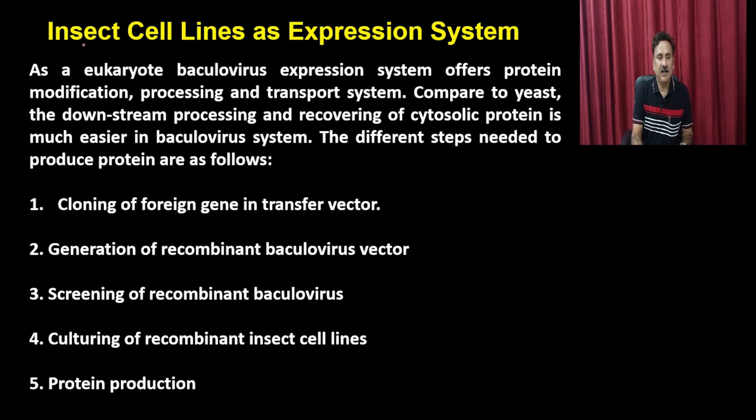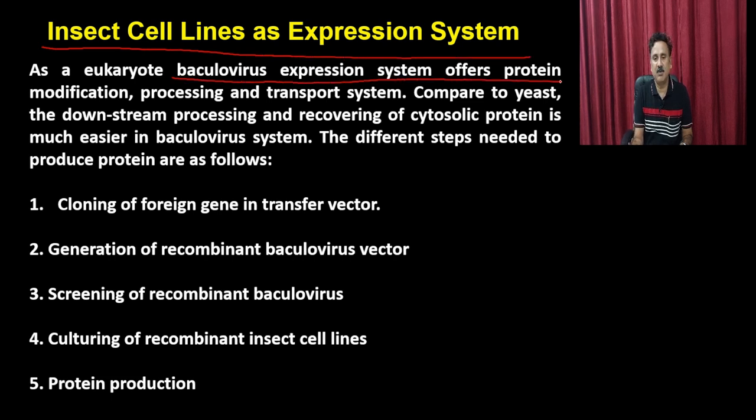So, insect cell line as an expression system, right? As a eukaryotic system, the baculovirus expression system offers protein modification, processing and transport. Compared to yeast, the downstream processing and recovery of cytosolic protein is much easier in the baculo expression system. The different steps needed to produce protein are as follows.